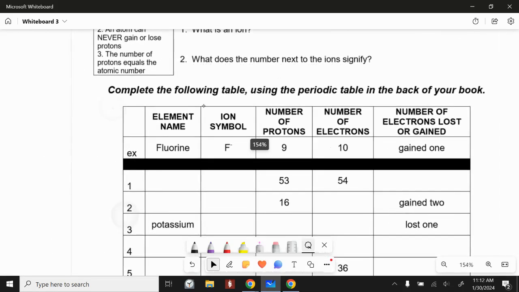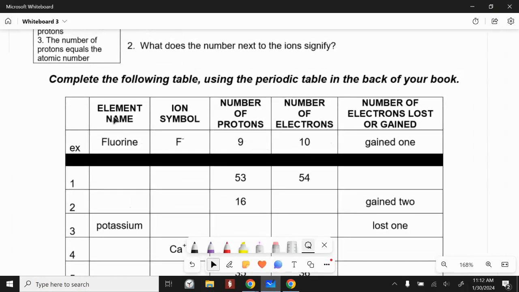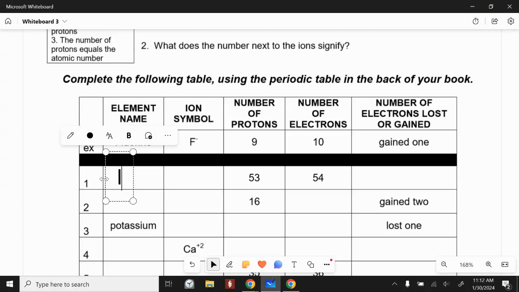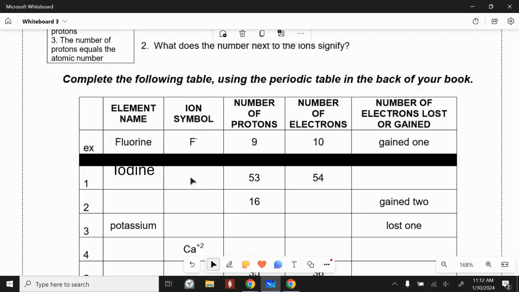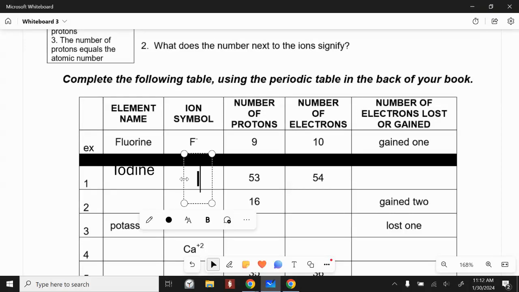So let's talk about how this one works. So number of protons will identify my element. So using my periodic table, I can tell that this is iodine. It's a little bit off, but okay. And then my symbol is I.